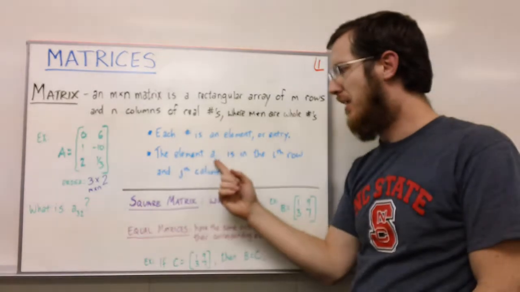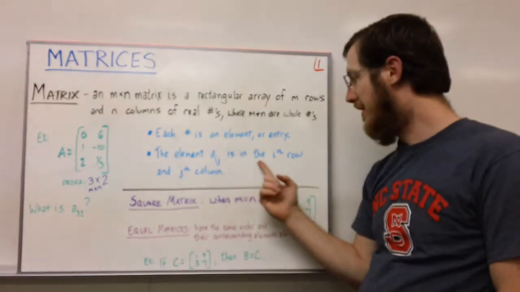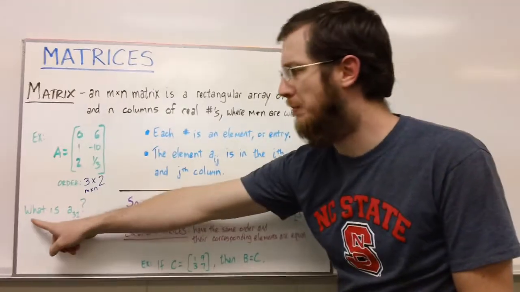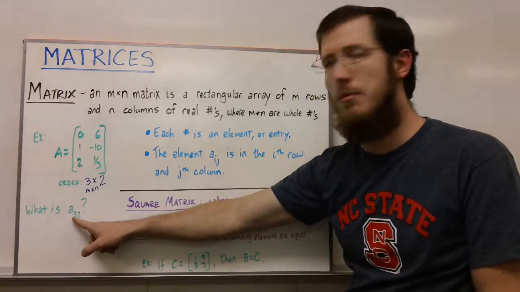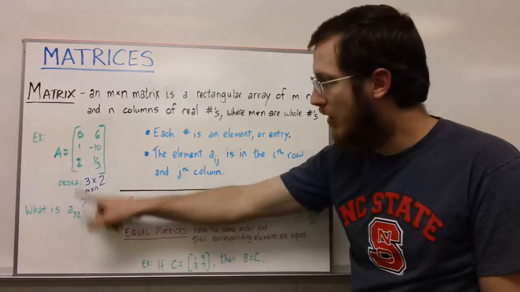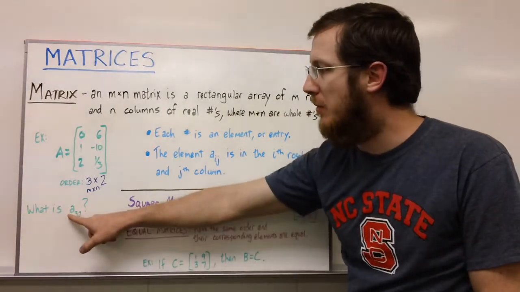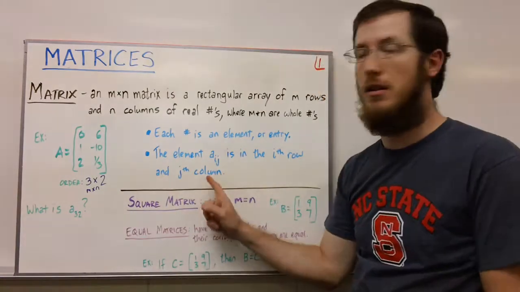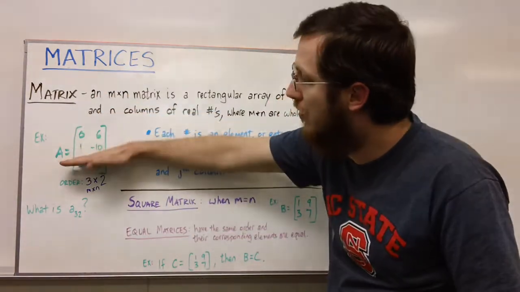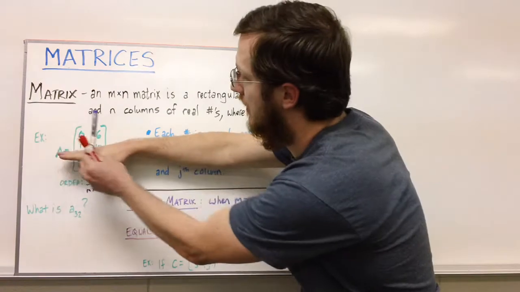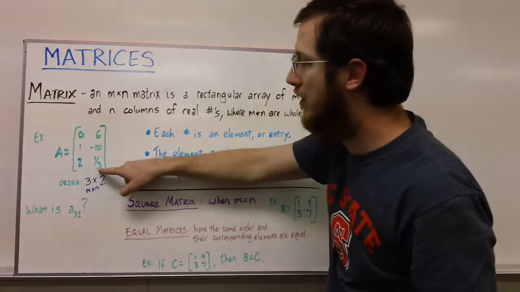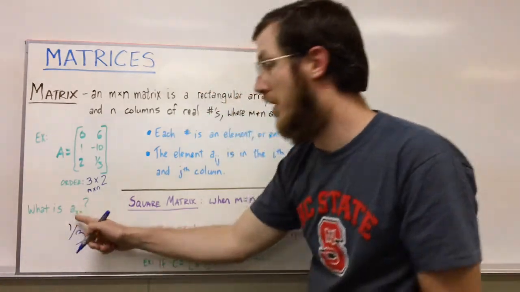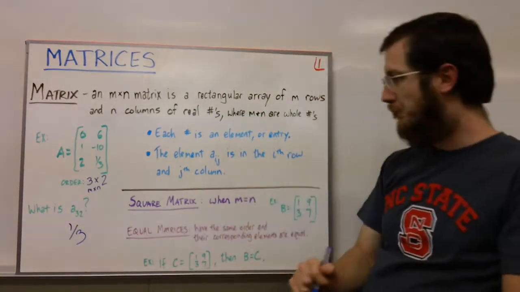The element A sub ij is in the ith row and jth column. So what does that mean? Let's look at an example. What is A sub 3, 2? We want to find the element that's in the third row and the second column. So if we go 1, 2, third row, and then second column, the intersection of those two is 1/3. So A sub 3, 2 is 1/3.